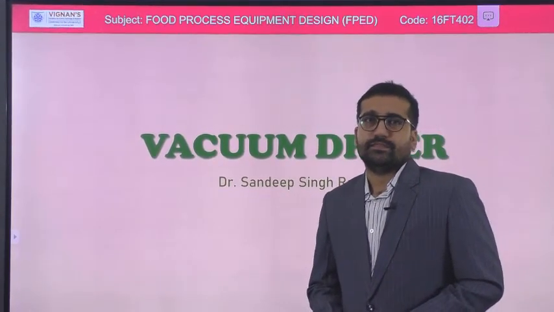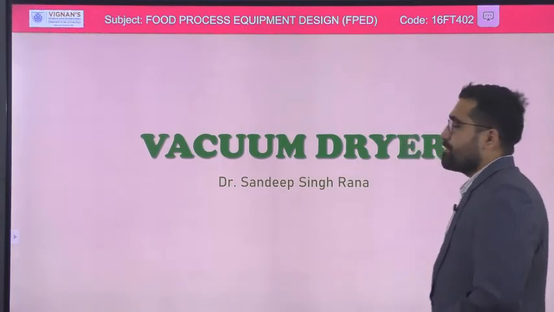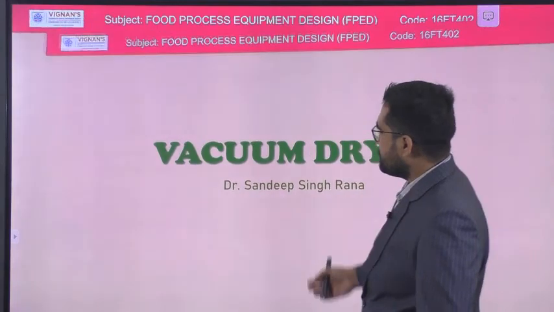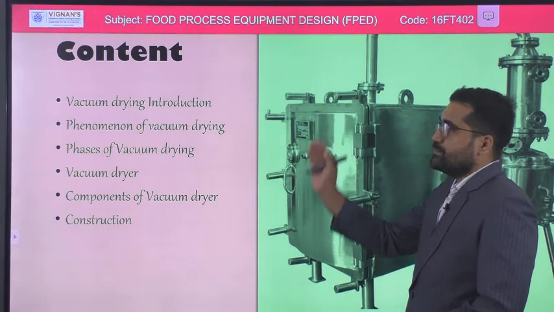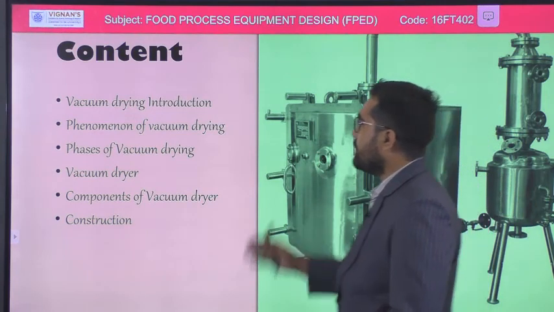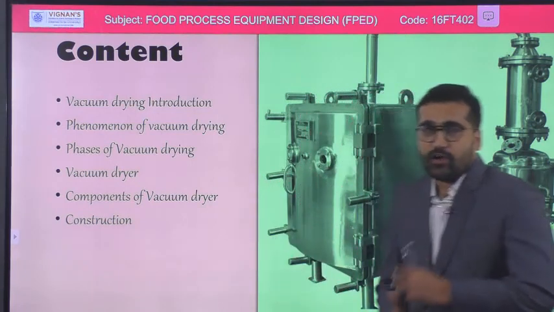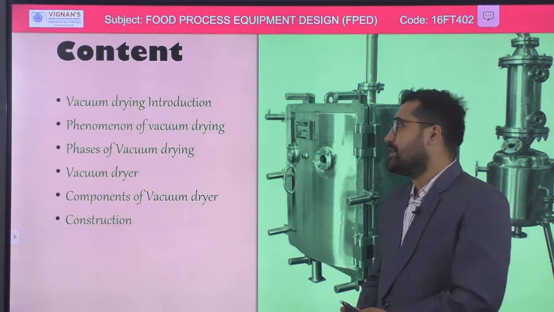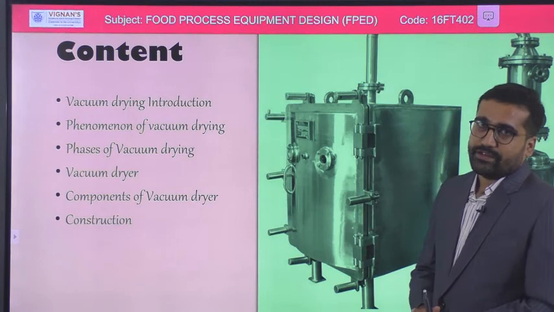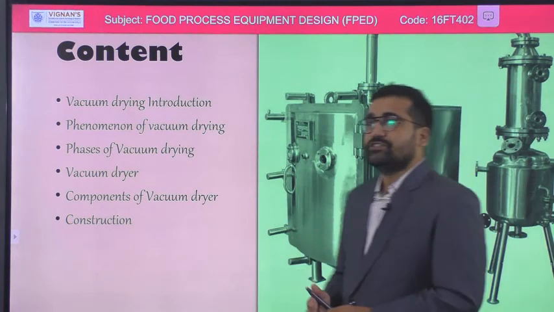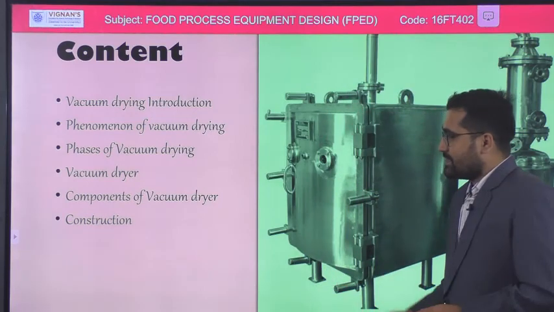Hello students, now let's start our next lecture, which is about the vacuum dryer. In today's lecture we will see what we mean by vacuum drying, the basic phenomena of vacuum drying, and the different phases of vacuum drying. Then we will see how the vacuum dryer works, the design parameters of the vacuum dryer, the different components of the vacuum dryer, and the different types of vacuum dryer. Lastly we will see the construction part of the vacuum dryer and the material of construction. So let's start the lecture.